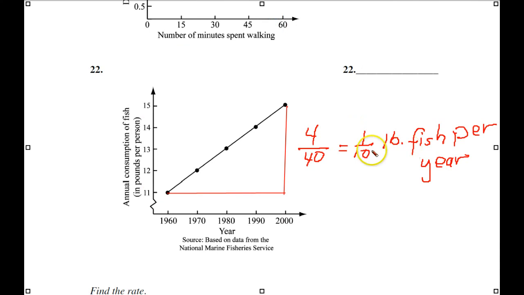As we look at example 7, again, I've made the red line. This is 10, 20, 30, 40 years for run. And then going up from 11 to 15, that's 4 years. So 4 over 40 is 1 over 10. 1/10 pound of fish per year is the amount of fish that people are eating. And as time goes on, they're increasing the amount of fish because we say that that's healthy.